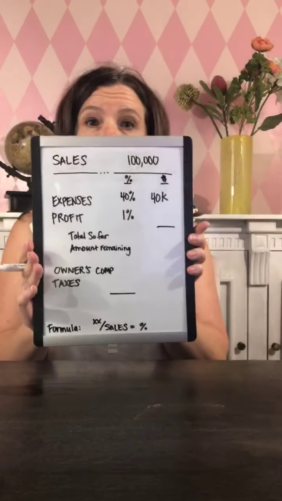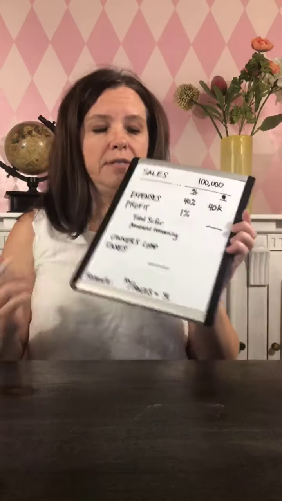Now, with profit, I recommend that you just start out at 1%. If you're feeling super brave, you can bump that up. But the bad thing about bumping that up higher is that you don't really know if your business is going to be able to afford your profit right off the bat. So I'm just going to put 1% here. 1% of our $100,000 is going to be $1,000.